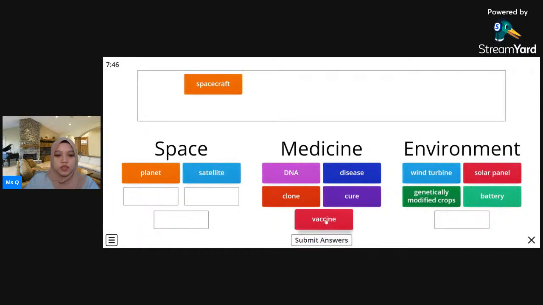And last one, spacecraft. Okay, I think spacecraft is quite clear, right? Because it has the word space in it, spacecraft. Okay, all right. Let's check the answers, shall we?